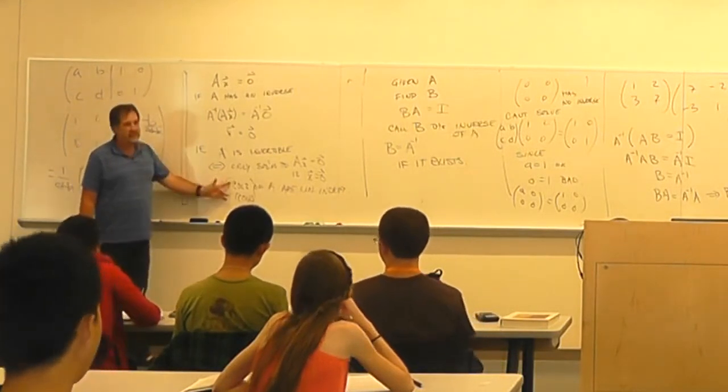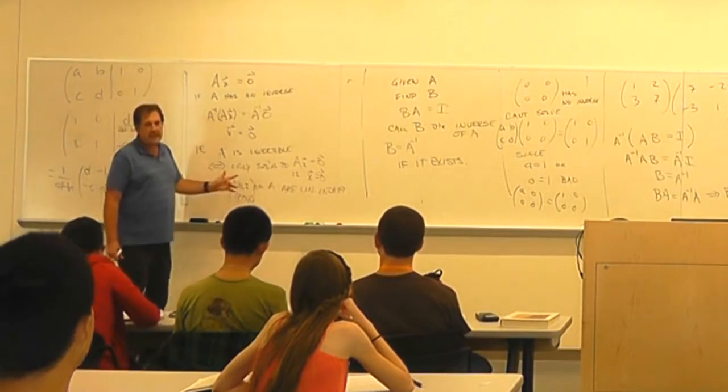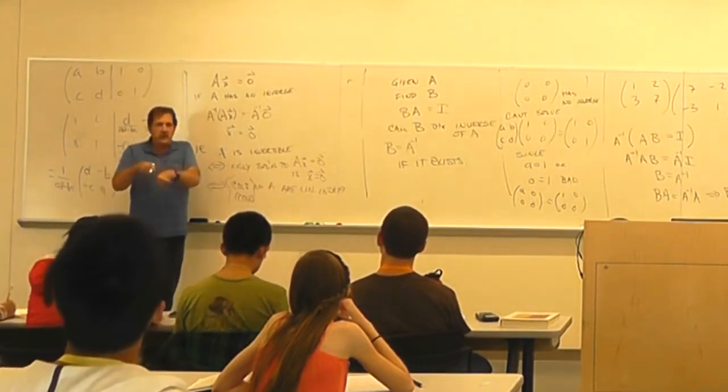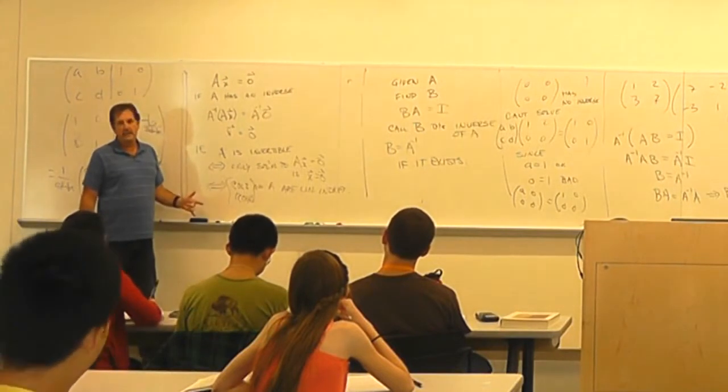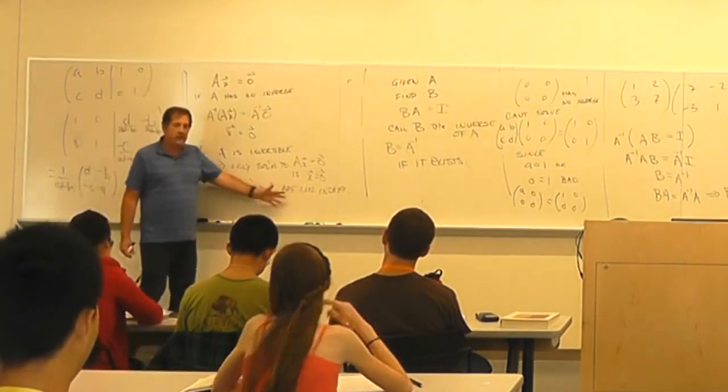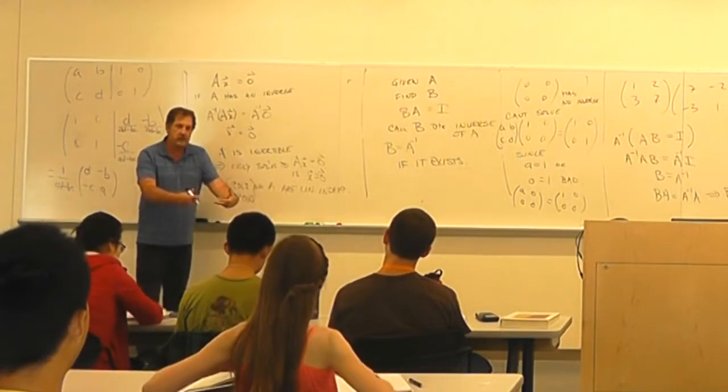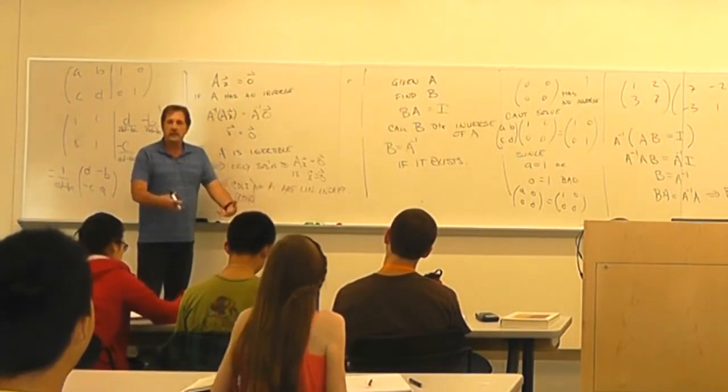Well, if you think about this statement, this is the same as saying when I mix and match the rows, I can eventually arrive at the identity. Right? Because what linearly independent means, I'm taking combinations and adding them together.